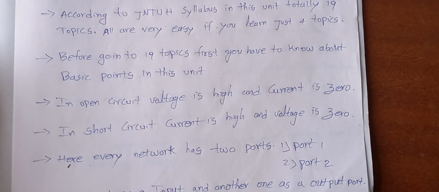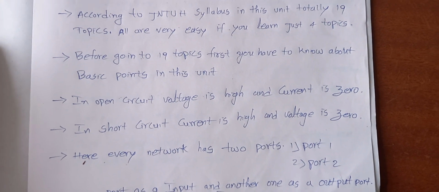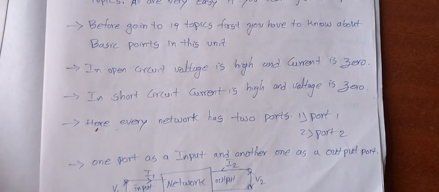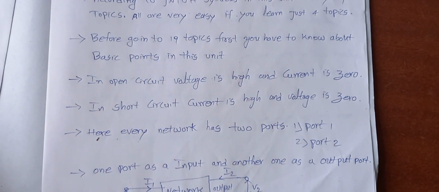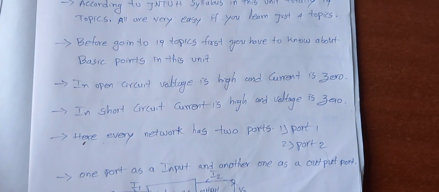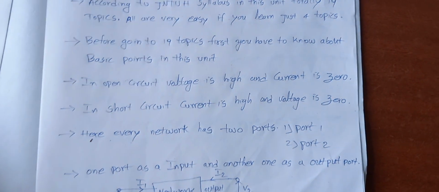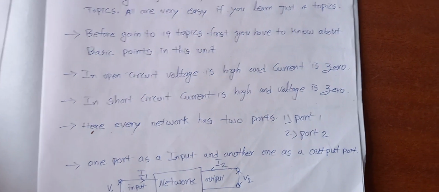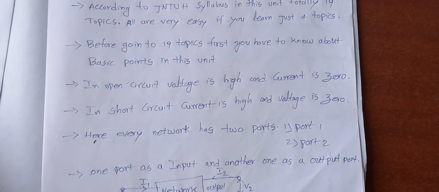So the first basic point: in open circuit, voltage is high and current is almost zero. In short circuit, current is high and voltage is almost zero. So these 2 points are very important. For impedance calculation we do an open circuit, and for admittance calculation we do a short circuit. So almost we are using these 2 points in all the topics.